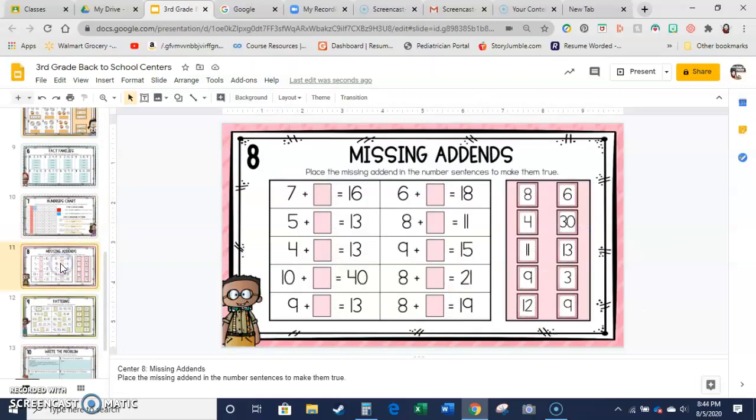Slide 11. Missing add-ins. Place the missing add-in in the number sentences to make them true. 7 plus what equals 16? Again, you hover over your answer and drag it to the correct spot. I need to think, what is 16 take away 7 in order to get the other part? Think carefully and find your answer.